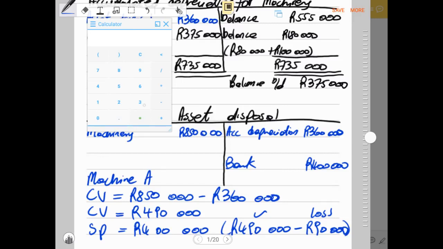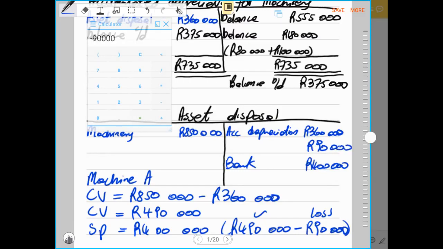Let me check. Okay, 360,000 plus 400,000 gives us 760,000 minus 850,000. The difference is 90,000. We can see that. So now the difference will fall on the smaller side. The difference of 90,000 will indicate that it's a loss on disposal if the difference falls on the credit side, because a loss is an expense or an income statement item, and a loss increases on the debit side.